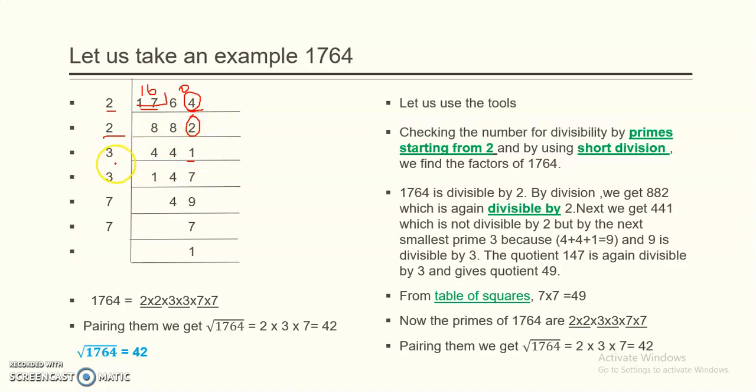Now let's do short division. 3 goes into 4 one time. So 3 ones are 3. So you get a 3 here. The remainder 1 is carried over to the next number.